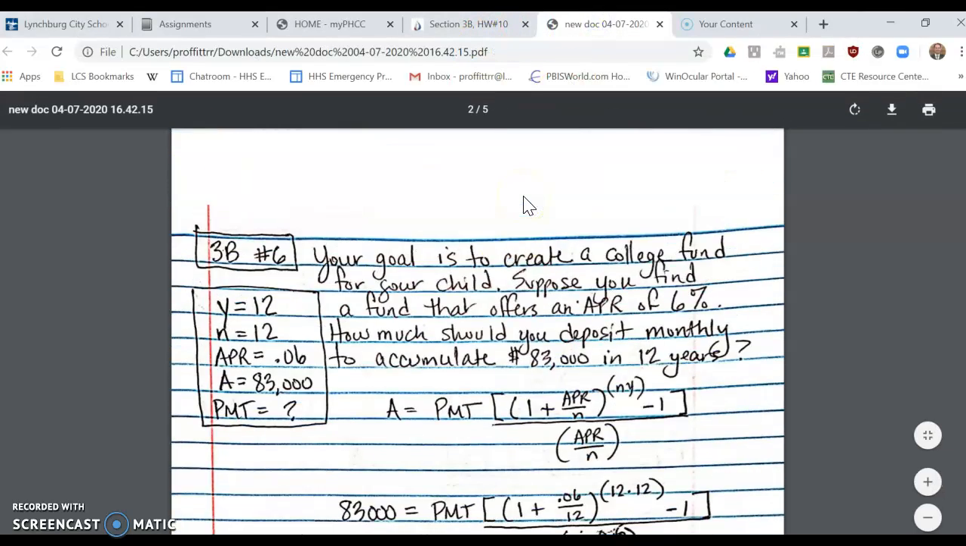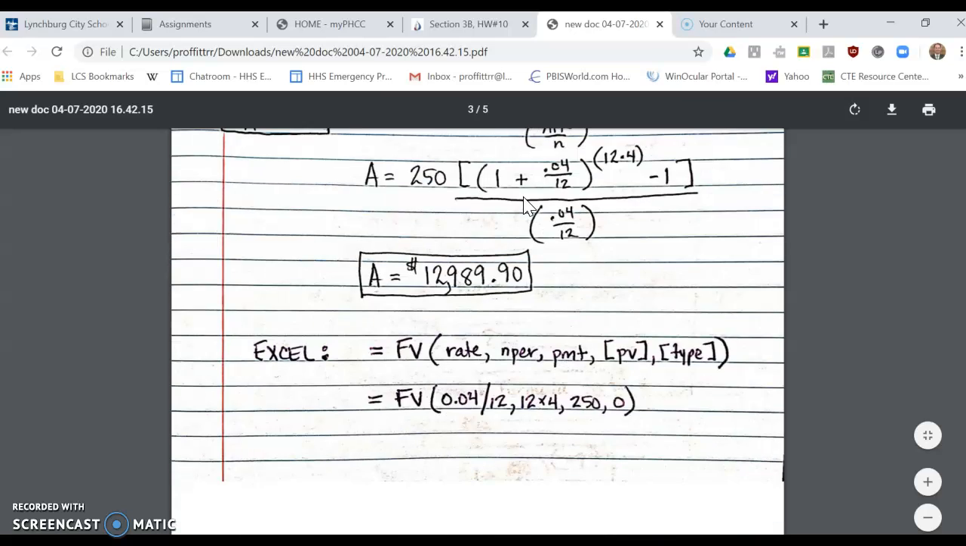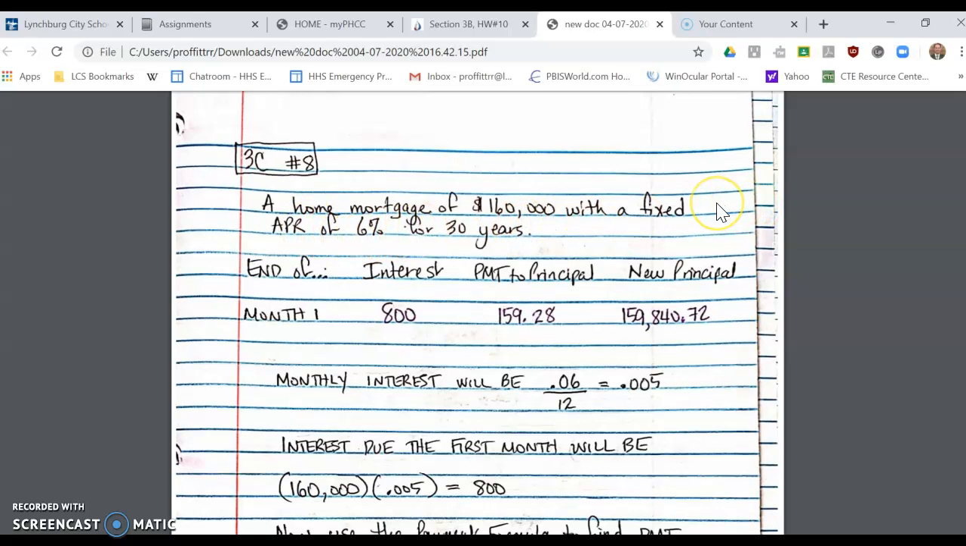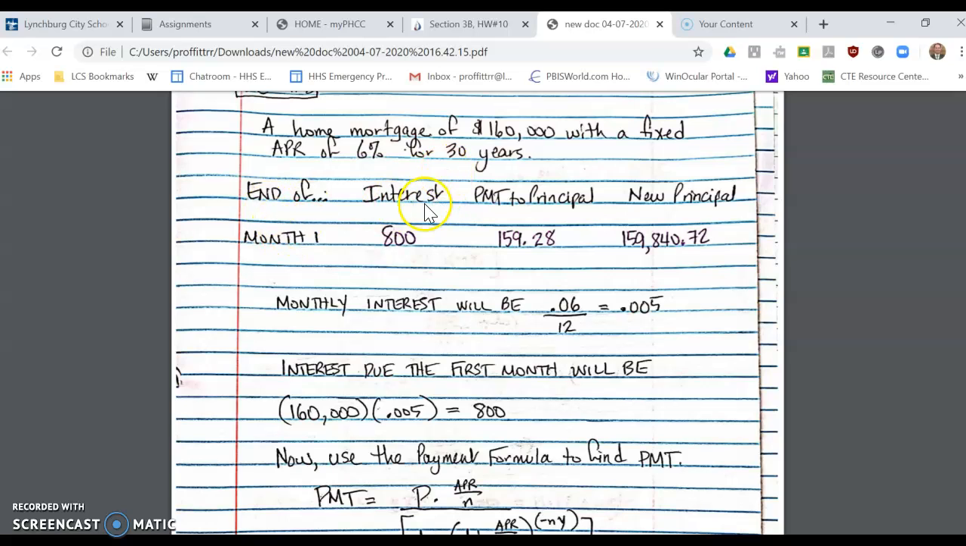This one is 3C, number 8. So yeah, $160,000 mortgage, fixed APR of 6% for 30 years. At the end of month one, they're wanting the interest, the payment to principal, and the new principal. Let me show you how I figured out the $800.